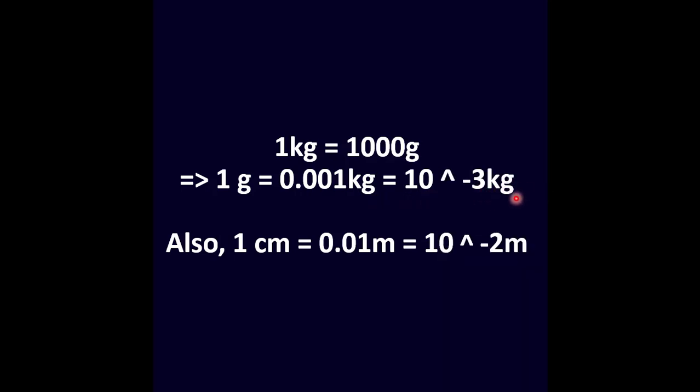Also, a centi is 1 divided by 100, or 0.01. So 1 centimeter will give you 0.01 meters. Also in standard form, 10 to the power negative 2. Okay, so now we're going to divide.